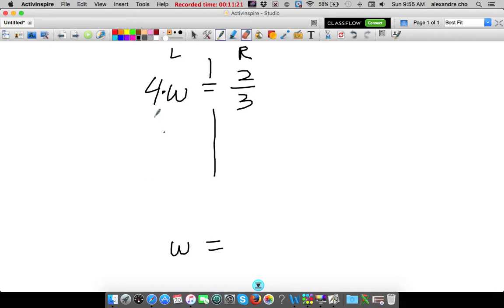And we have to get rid of this guy right here, the 4. The opposite of multiplication is division, and we're going to represent division like this. Let me change colors. I'm going to divide this by 4, and we're going to divide this side by 4 as well.